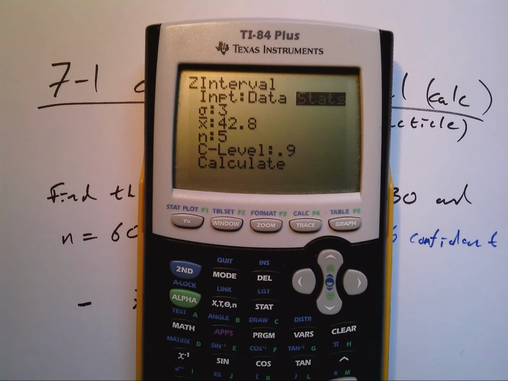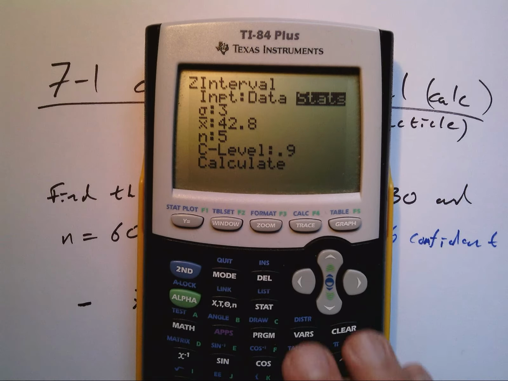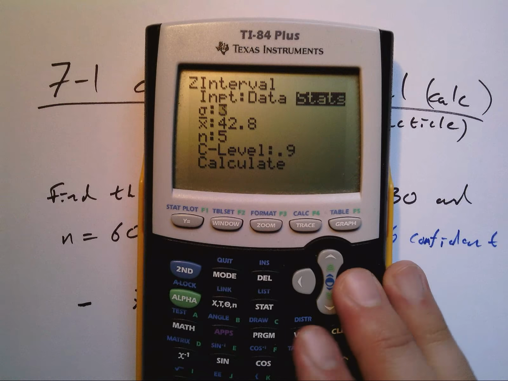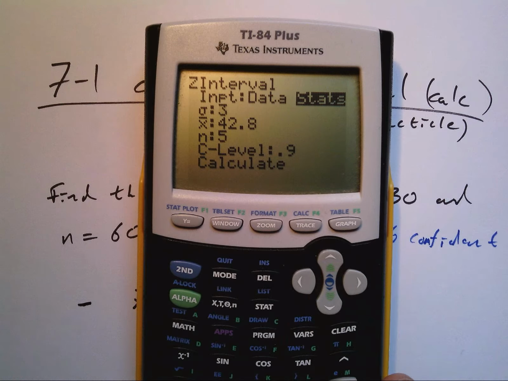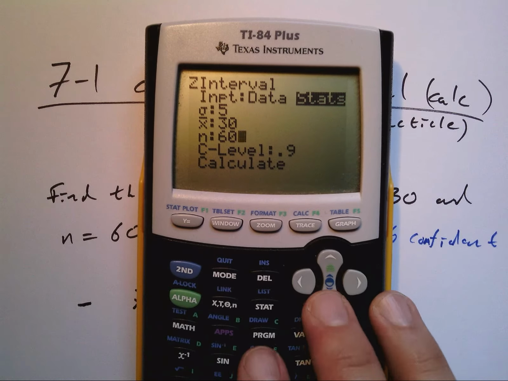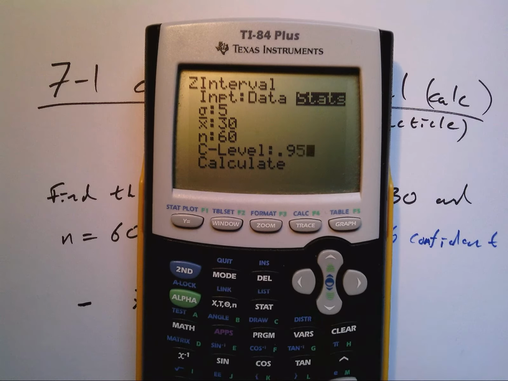And now it's going to prompt us first off for data, because sometimes they give you data and you just run it through the machine. Other times they ask for the statistics, where, like on this one, you had the nitty-gritty. So we're going to use statistics. Alright. Our standard deviation was 5. Our x bar was 30. Our sample size was 60. Now, our confidence level is a 95% confidence level, so 0.95.